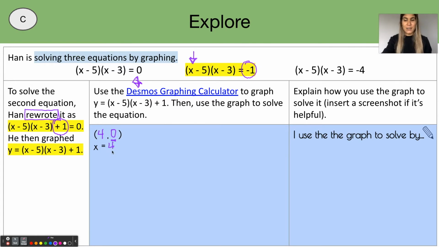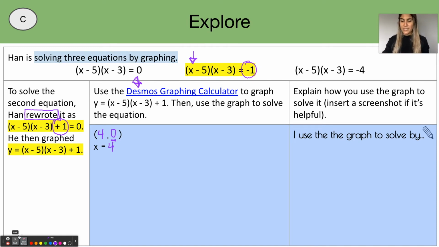So x equals 4. So for this one, it says, explain how you use the graph to solve it. Insert a screenshot. So I would go ahead and go to Desmos, do your graph, and take a screenshot of it so you can insert it into your lesson. And then you can write, I use the graph to solve by, so now write an explanation of how you use the graph to solve. What steps you take might be helpful. What did you notice? Remember those words we have learned, notice and wonder. So go ahead, pause the video, and do this portion of the lesson.